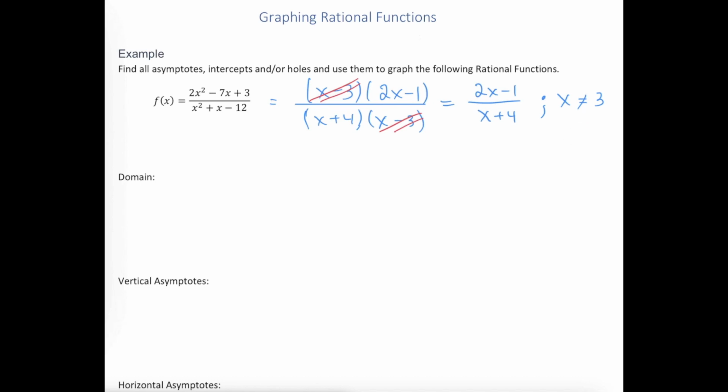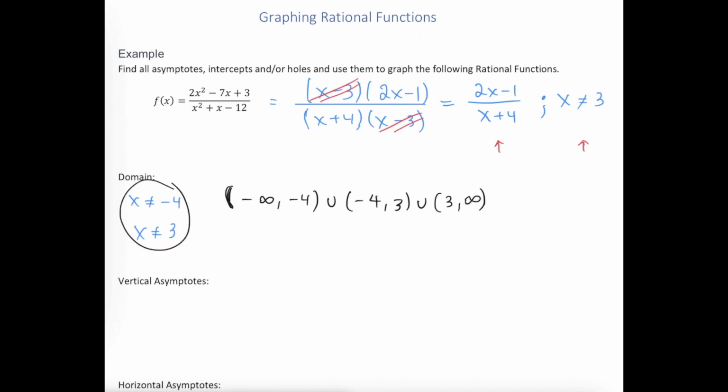Now let's talk about what is the domain. We can see the domain restriction that x cannot be negative 4, and we impose the domain restriction that x could not be equal to 3. So let's just state the restrictions that x cannot be equal to negative 4 and x cannot be equal to 3, and then we'll take that together to get the domain in interval notation. So we'll say negative infinity to negative 4, union negative 4 to positive 3, union positive 3 to positive infinity.